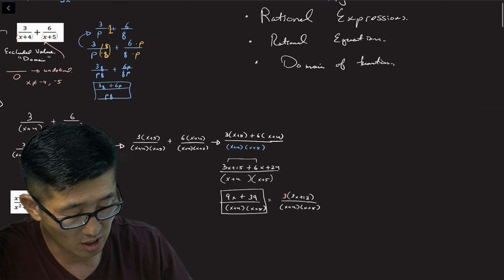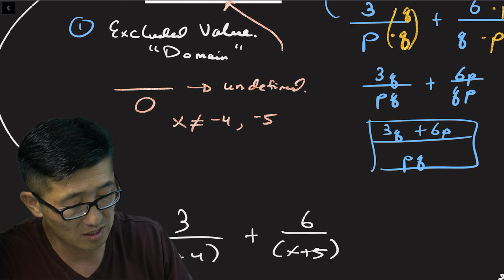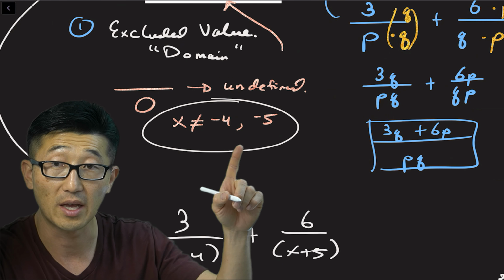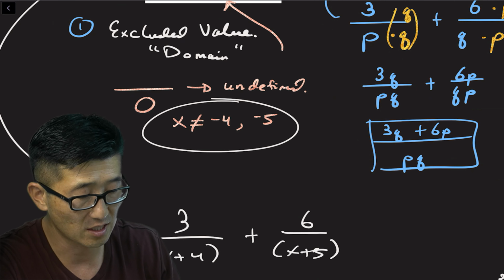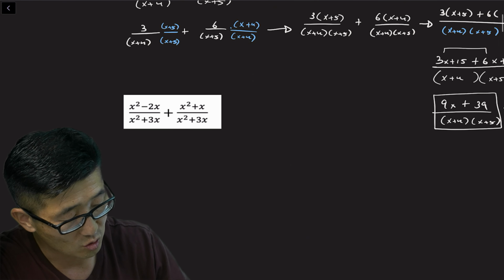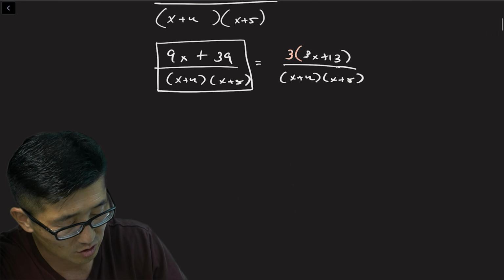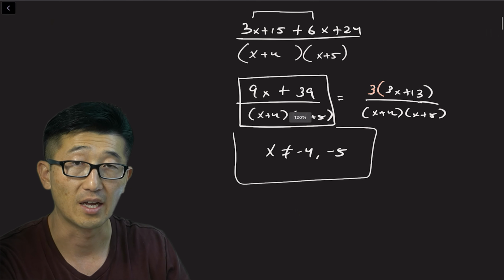Go all the way back to the top and make sure you restate the excluded value. x cannot equal negative 4 and x cannot equal negative 5. So you include that with your answer. x cannot equal negative 4 or negative 5. And so all of this is your final answer.